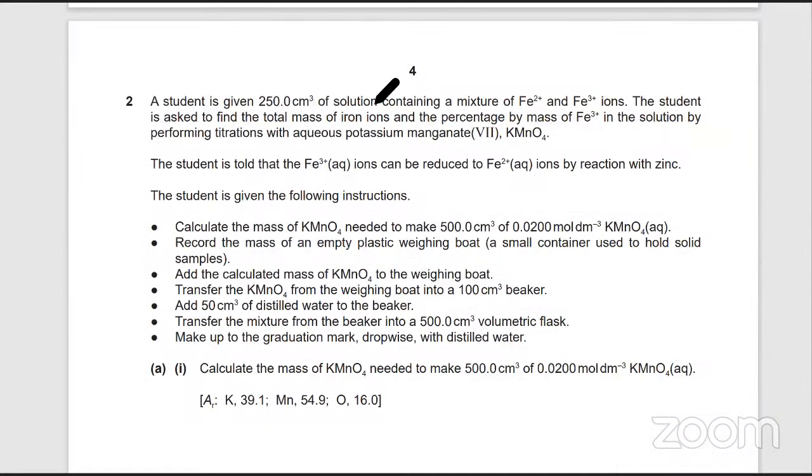A student is given 250 cm³ solution containing a mixture of Fe2 plus and Fe3 plus. The student is asked to find the total mass of iron ions and the percentage by mass of Fe3 plus by performing titrations with KMnO4. ऐसे ही कह रहा है. So he's given Fe3 plus and Fe2 plus. The student is asked to find out.